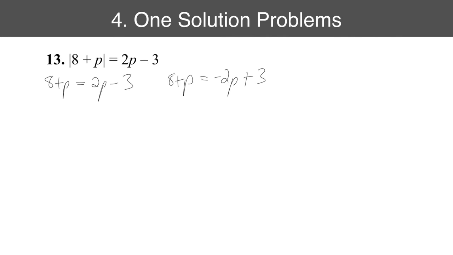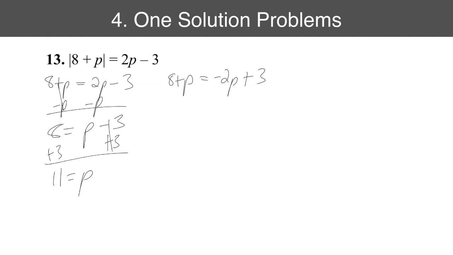So on the first one, we have p's on both sides. So we need to move all of our p's to one side. So I'm going to subtract a p from here. And I have 8 equals, and then 2p minus p would just be p by itself, minus 3. Then we add the 3 over, and 8 plus 3 would be 11. So my first possible answer is 11.